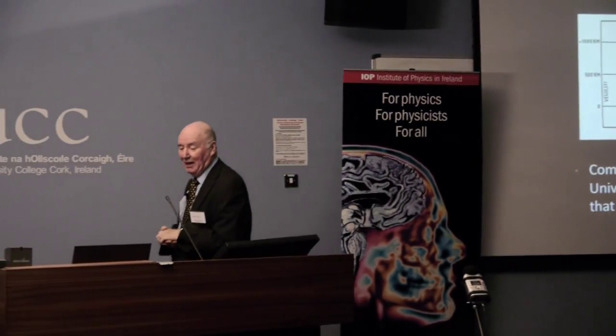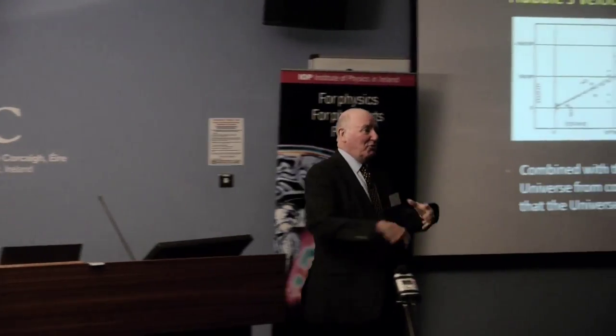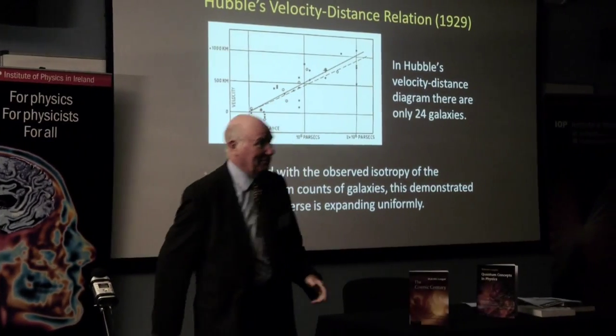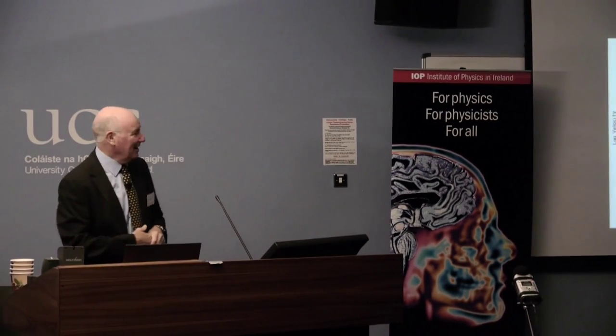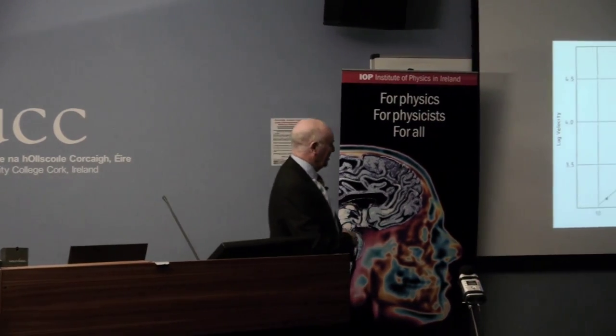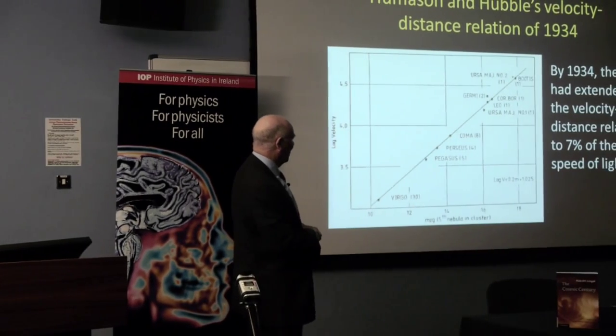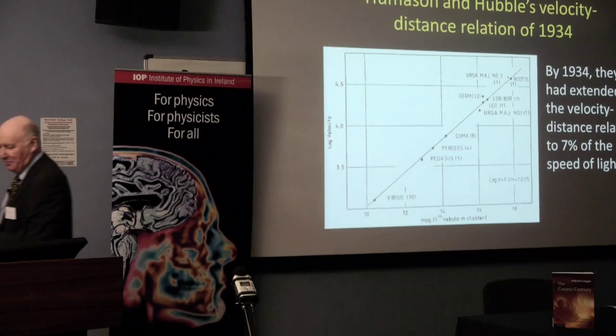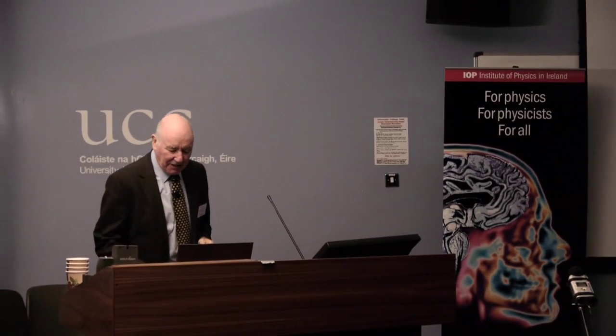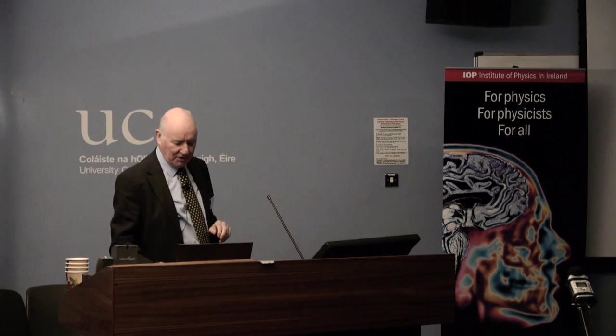But also, we know that he had a lot more velocities up his sleeve, in his back pocket, because within a few years, he and Humason had actually extended their relationship, and it's absolutely unambiguous that they had indeed got the right answer. The velocities go up to around about 7% of the speed of light. So that was the discovery of the expansion of the whole system of galaxies.